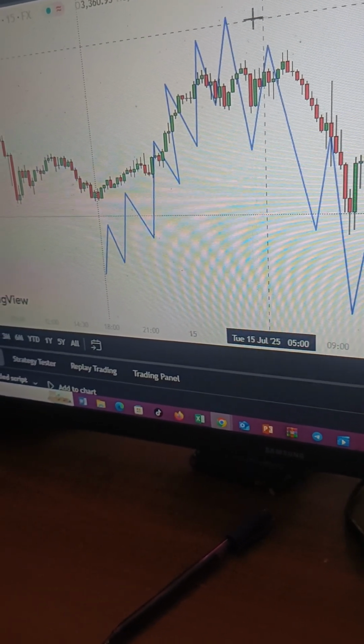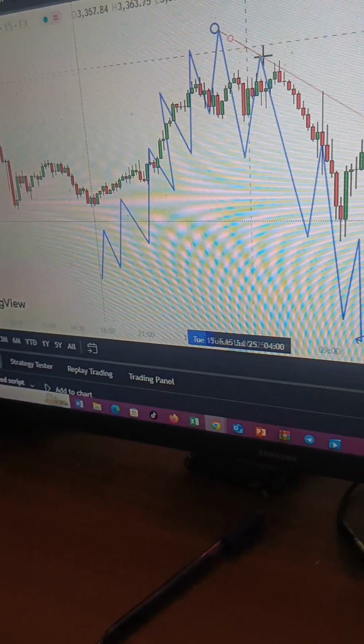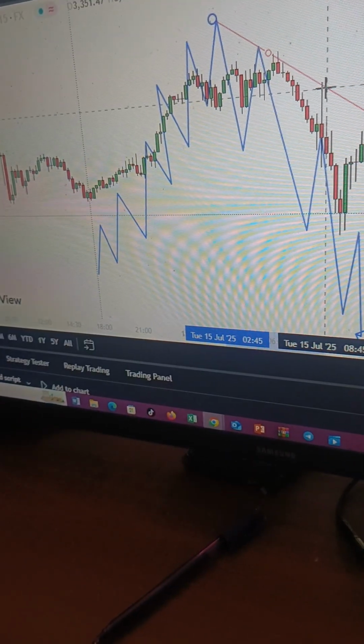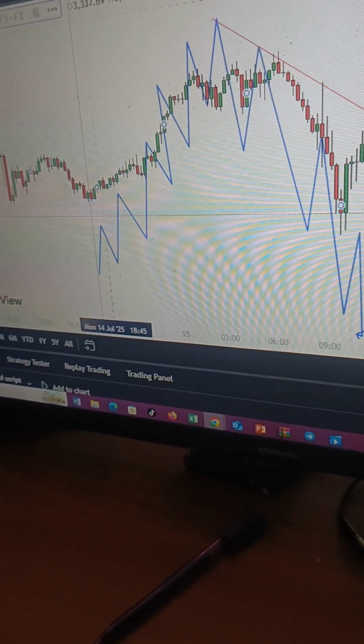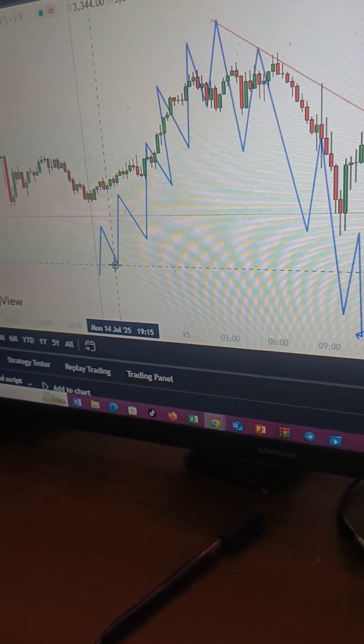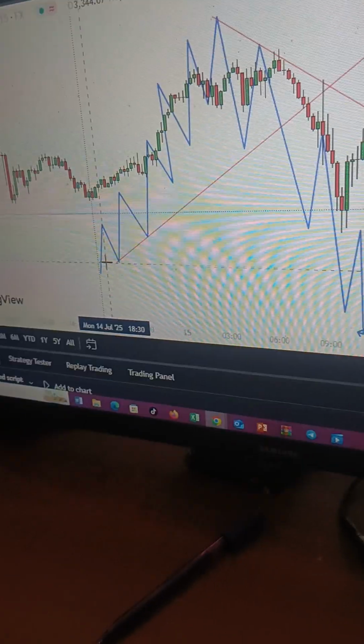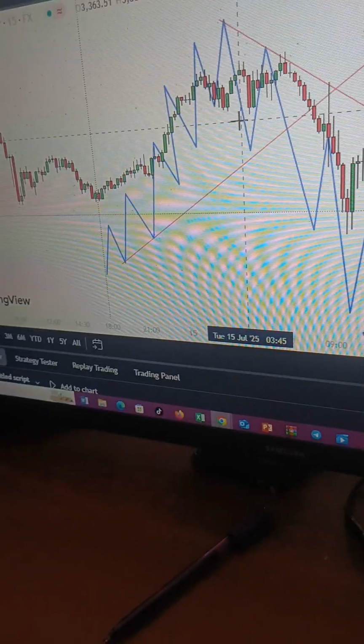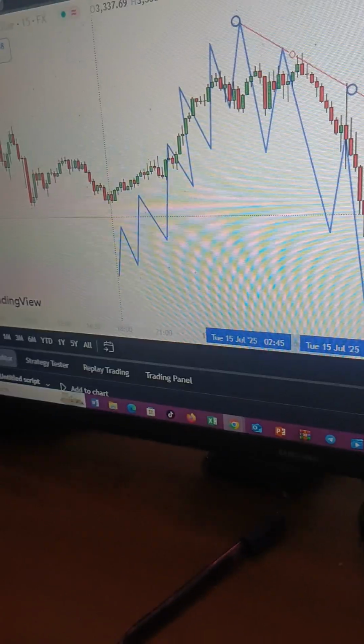If you were to draw a line here, at this point we are coming down, right? At this point, we are going up. So this one we call an uptrend, and this one we call a downtrend. So that is what market structure is.